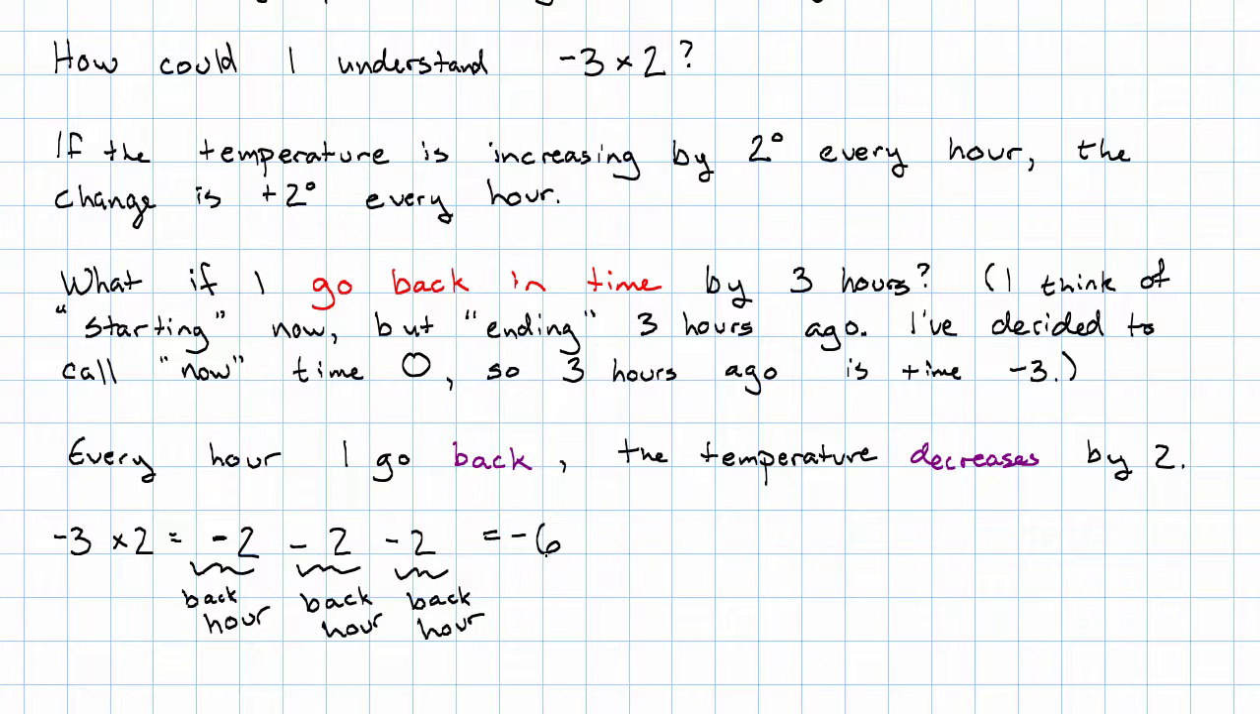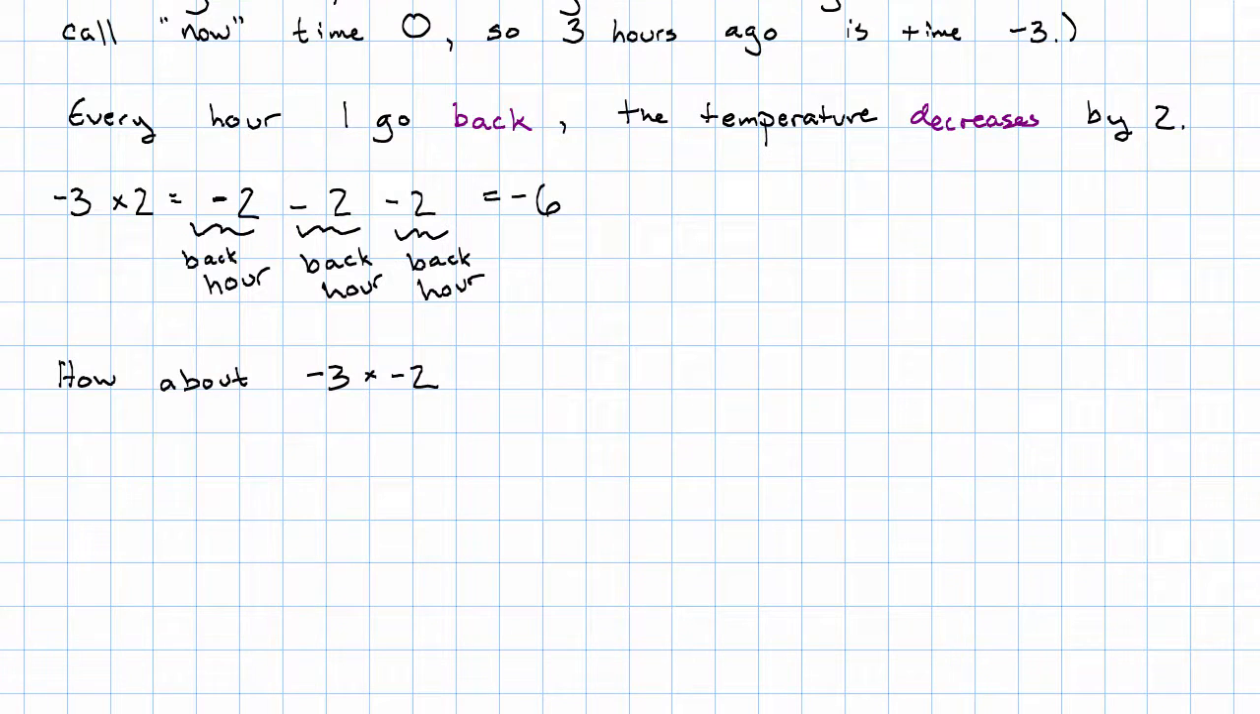Why did I do that? Why didn't I just say, well, multiplication is commutative, so whatever? Because this is going to help me to think about negative 3 times negative 2. This is going to be kind of anticlimactic, right?